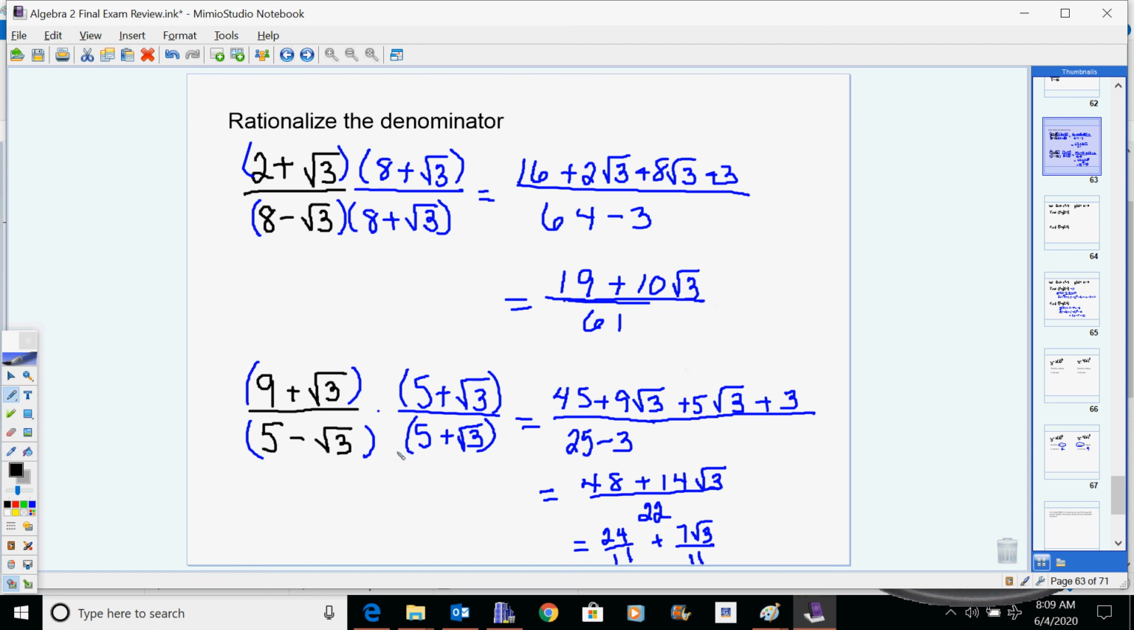Same thing, you're always looking for the conjugate of the denominator, putting them together. This one will simplify because divisible by 2 and divisible by 2, you can break this down into 48 over 22 and 14 over 22 and simplify, but you can't put these things together because this one has a radical and this one does not. So they do have to end up separately.